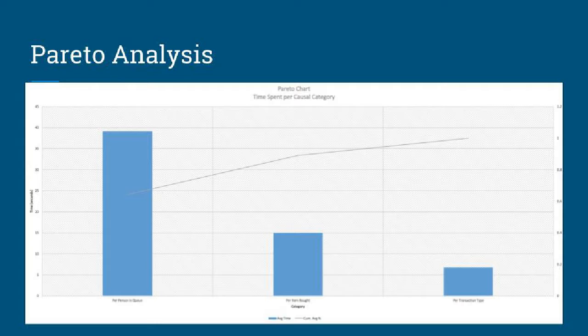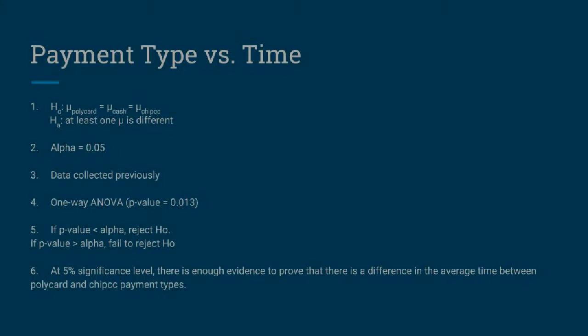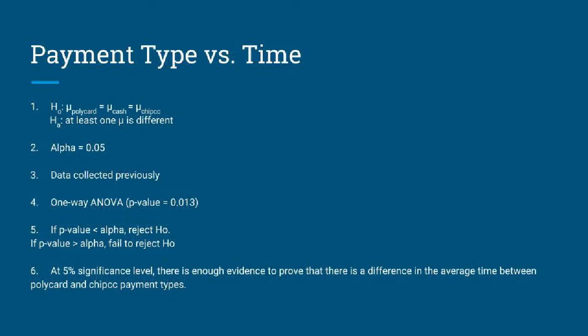So, we performed a one-way ANOVA hypothesis test with a Tukey comparison on the collected data for payment times between payment type, queue length, and number of items per customer. A 95% confidence interval was used to determine whether or not there were any significant differences between the average payment times. Our null hypothesis is that the average payment time for using a polycard is equal to the average payment time for using cash on a card with a chip. The alternative hypothesis is that at least one average payment time is different.